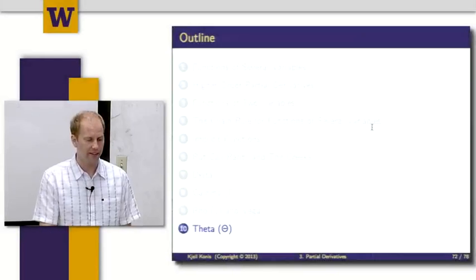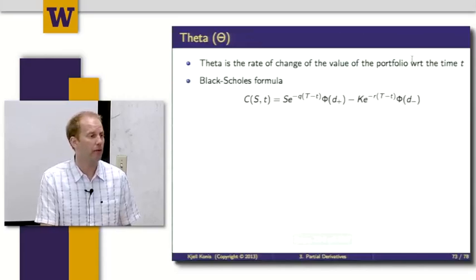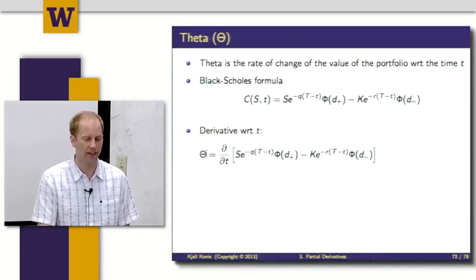So the last Greek that I want to go through the calculation of is theta. Theta is the rate of change of the value of the portfolio with respect to time t. Again, our portfolio contains just a single call option, so the price of our portfolio is going to be the Black-Scholes price for a European call option. We'll start by taking the partial derivative of the Black-Scholes price formula with respect to t, and that's what we're going to call theta.